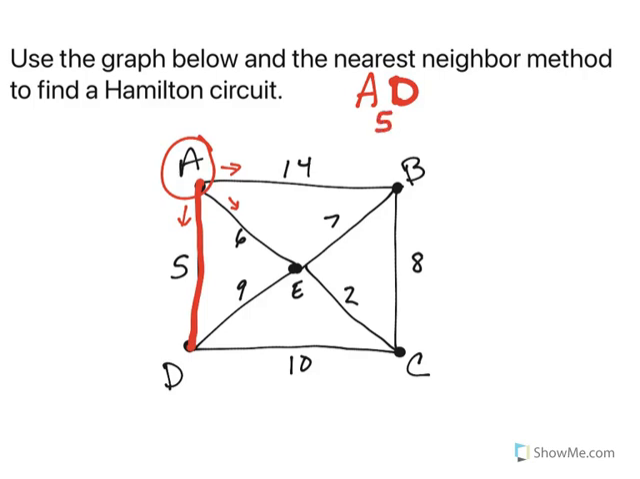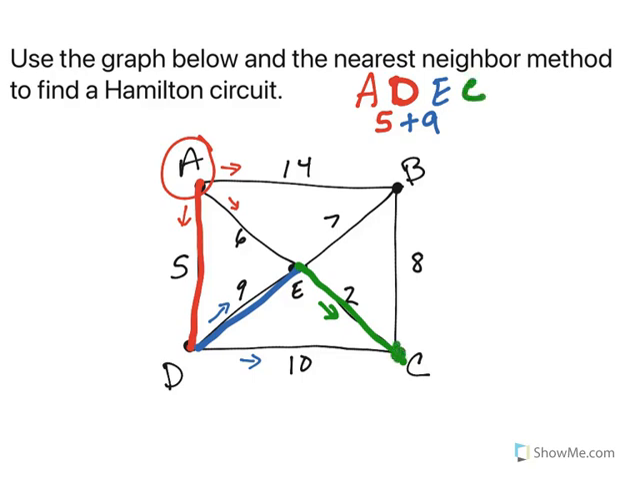From D, I have options. I can go to E or to C. Well, the lowest value there is 9, so we'll go to E, which has a value of 9. And then from E, I will go here. So this is really my only option. I know it's not the lowest one, but if I go to B, then I'm kind of stuck, so I'm not going to be able to end up at A. So I go here.